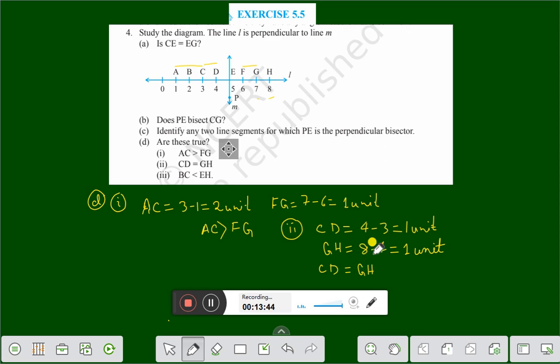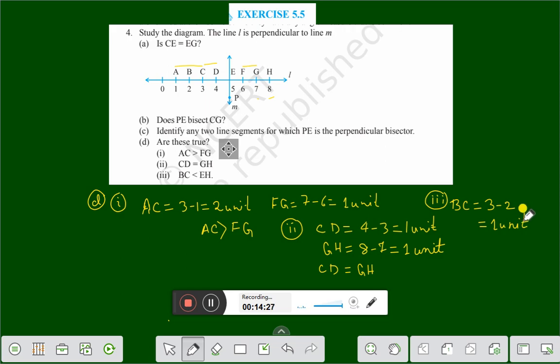Right? Now we'll do question number 3. Question number 3 is, BC is less than EH. We'll find the value of BC. What is the length of BC? Here you see B is here and C is here. If we take final reading minus initial reading, that is 3 minus 2, which is equal to 1 unit. BC is equal to 1 unit.